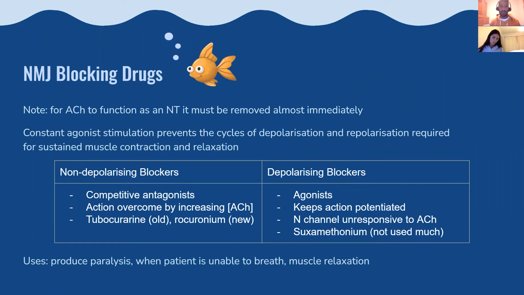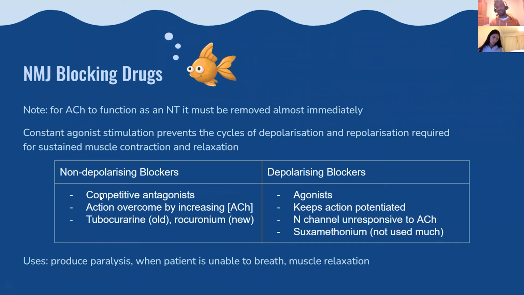And if they bind to the receptor, it means acetylcholine can't bind to the receptor, so we don't get that effect. We can overcome the action of these non-depolarizing blockers by just increasing the concentration of acetylcholine, because then it'll beat the drug to the receptor. Examples of these are tubocurarine, which is an older one, and rocuronium, which is a newer one.